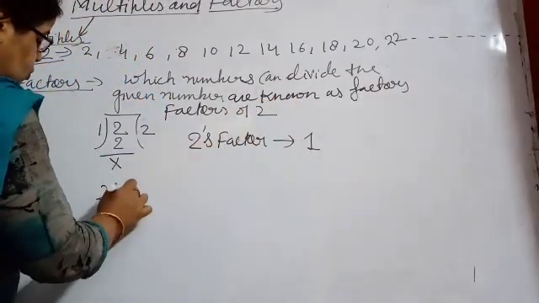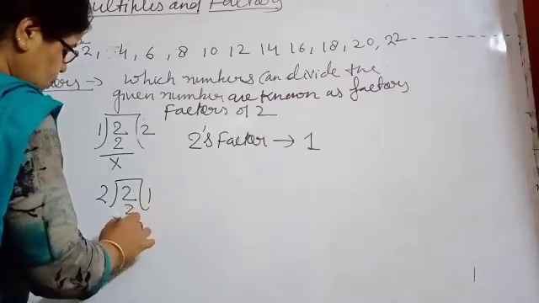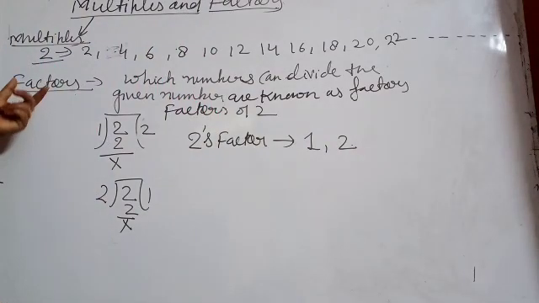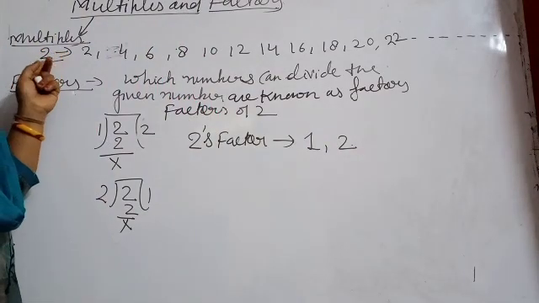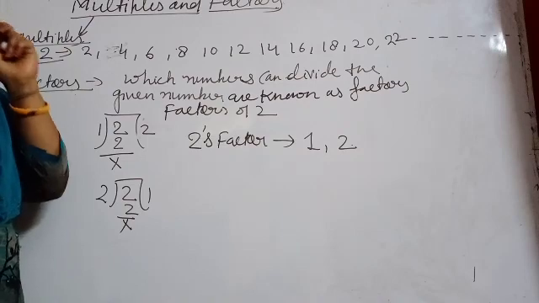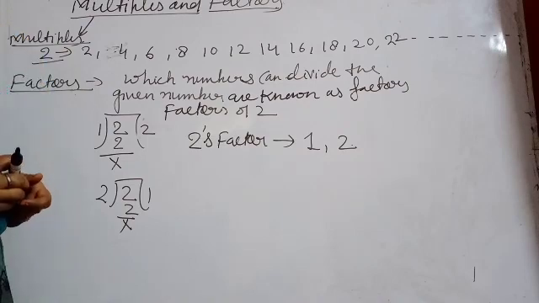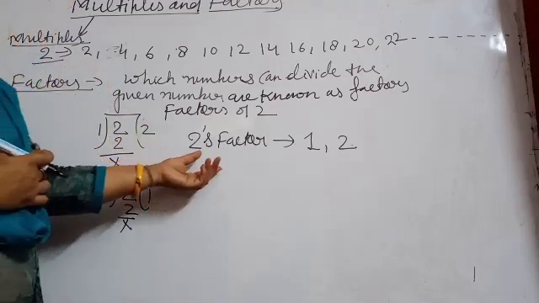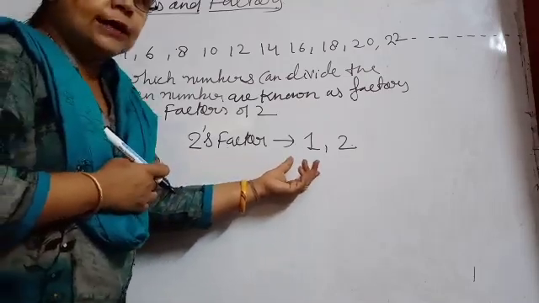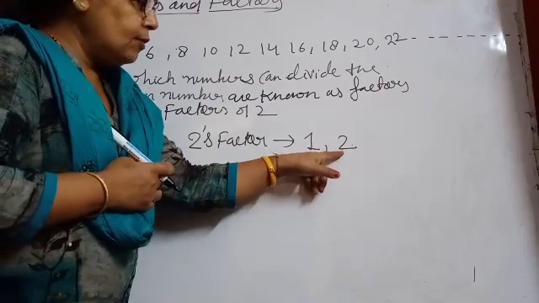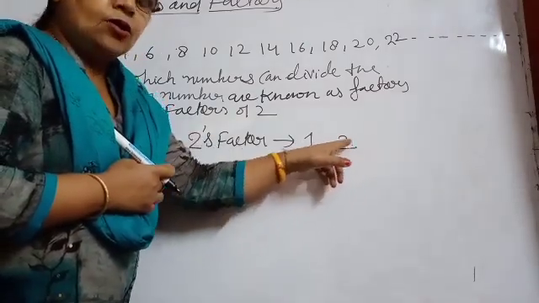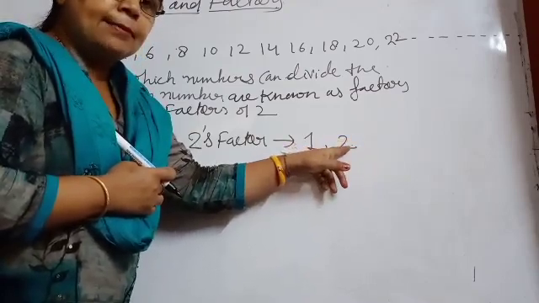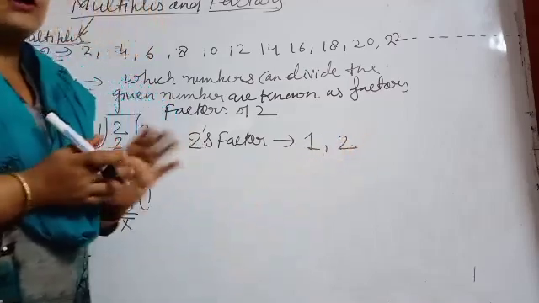Now if you take 2, 2 times 1 is 2. So 2 is another factor. Now no other number can divide 2, because you already know that in the case of factors, only a number smaller than the given number can divide it. If we move to 3, 3 cannot divide 2 because 2 is smaller than 3. In 3's table, 2 cannot come. So there will be no other factor for 2.